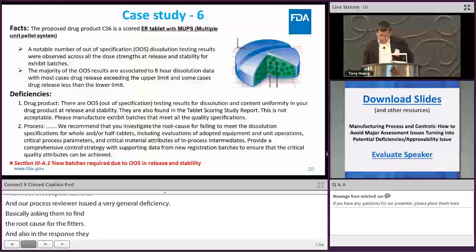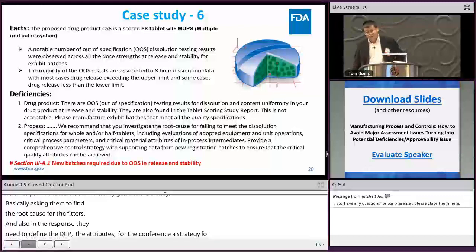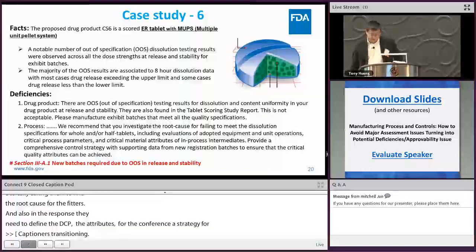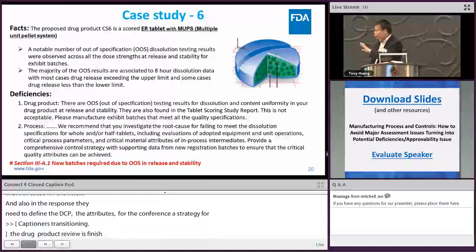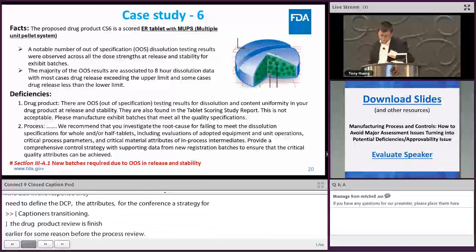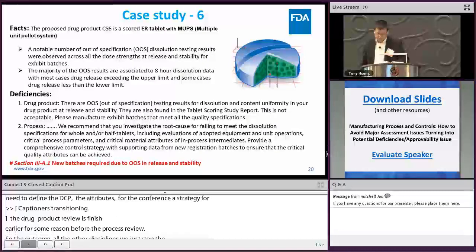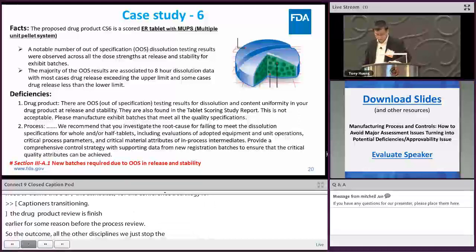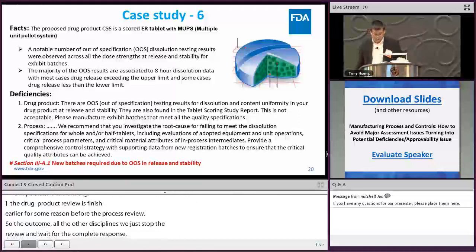So the reason that the process deficiency is very general is that the drug product review is finished much earlier than the process review for some reason, and since the outcome is a major, all the other disciplines will just stop their review and wait for the complete response. So this is a very high risk product, one of the products with the highest risks in the OGD chemistry history.